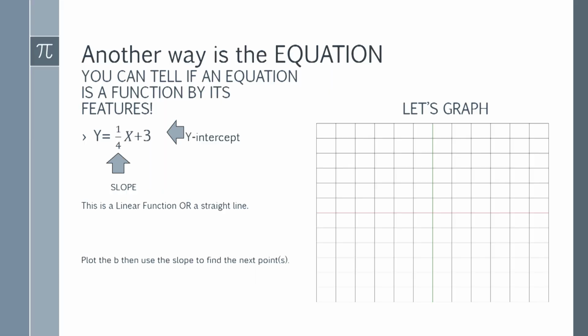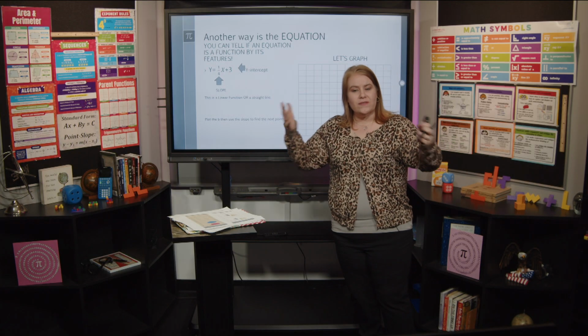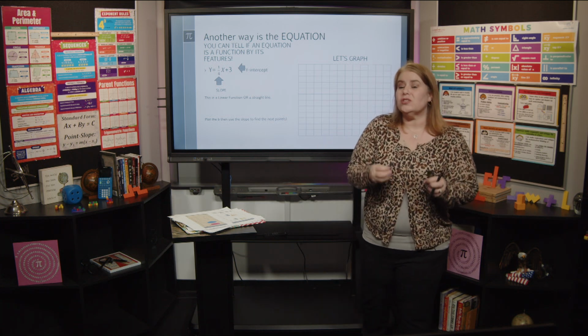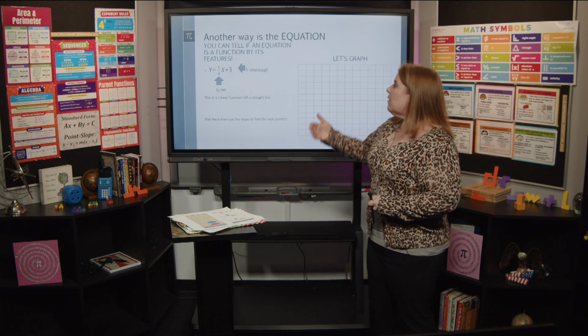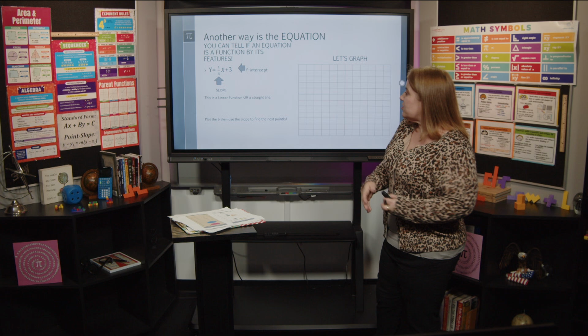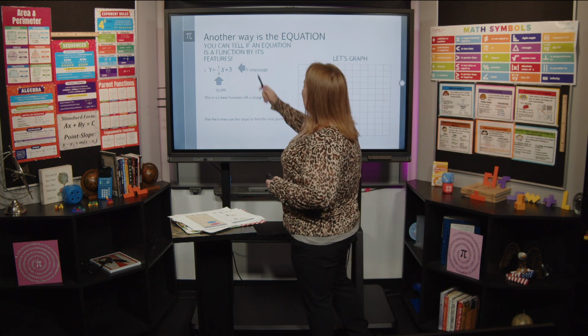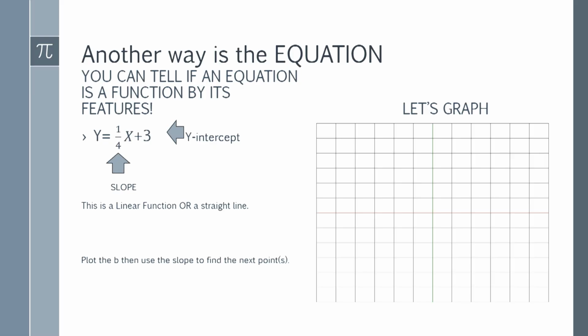Another way is the equation. You can tell if an equation is a function by its features. Now you're probably sitting there going, features, what am I looking at? When you look at a human, you've got nose, you've got ears, you've got arms, you've got legs. Those are the features that show you that it's a human. Well, if I've got a function, I've also got features. I've got my slope and I have my y-intercept. Now my slope is how I go from one point to the next. My y-intercept is where I cross that y-axis. So this is a linear function or a straight line.